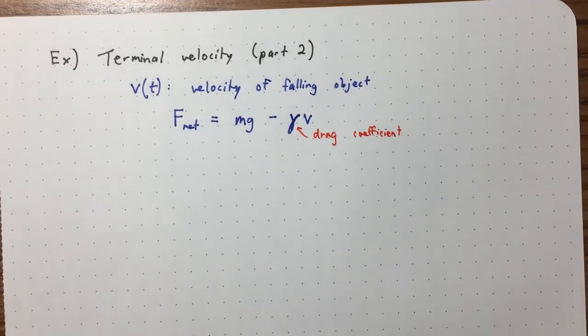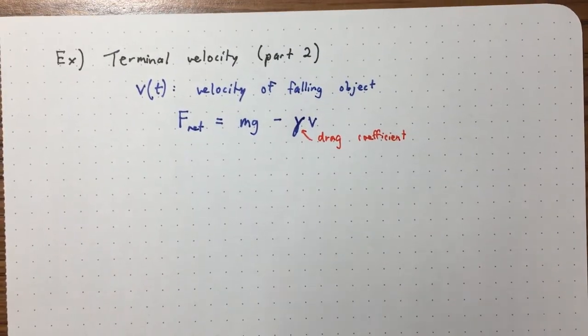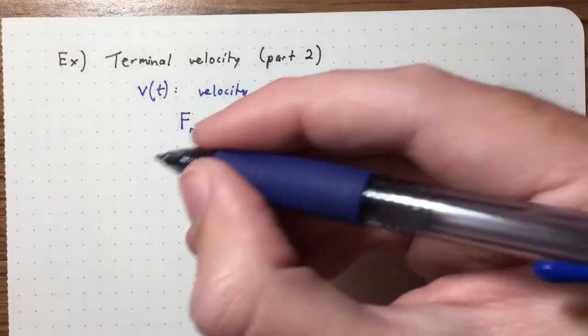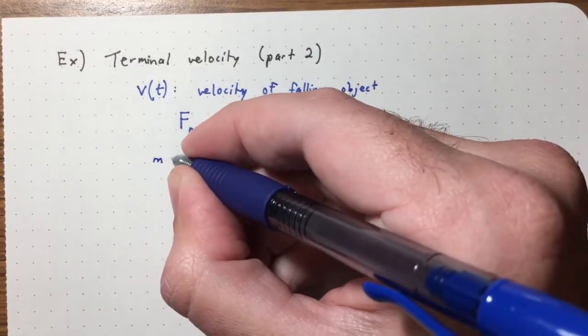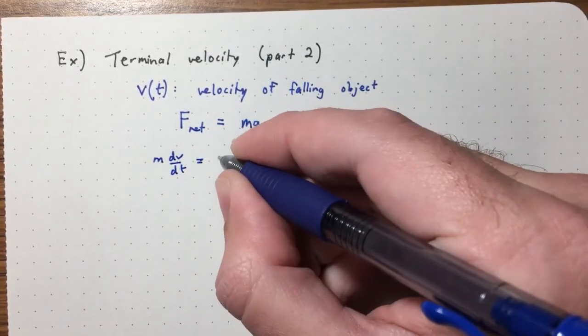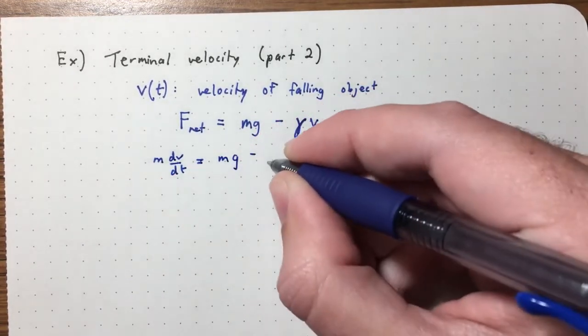Okay, and this is a differential equation. Why is it a differential equation? Because, well, Newton's second law tells us that when we have a force, that induces an acceleration. So we get m times dv/dt is the acceleration, right? But I want to write it in terms of v, so that equals mg minus lambda v.